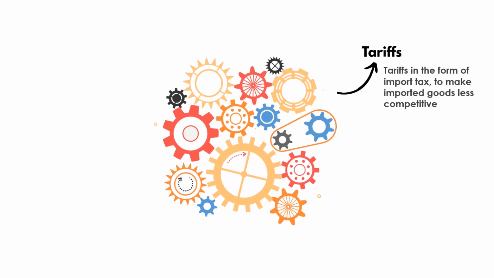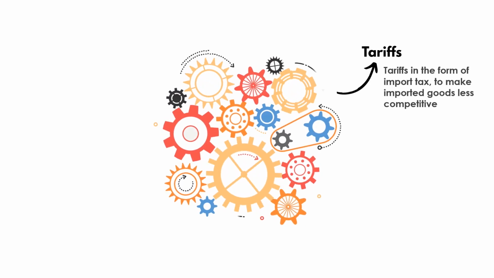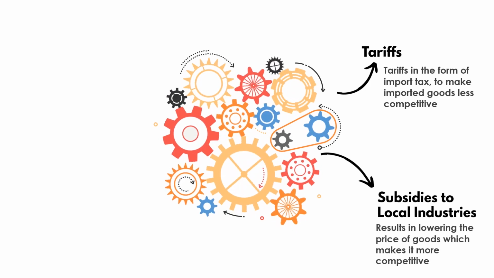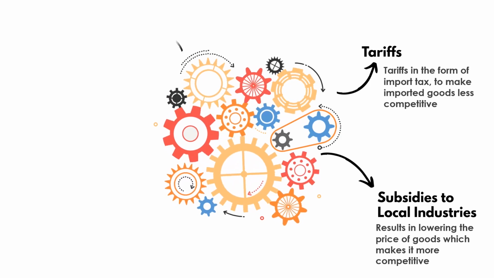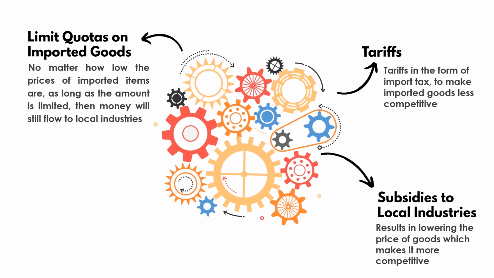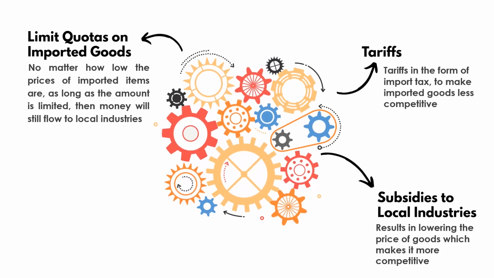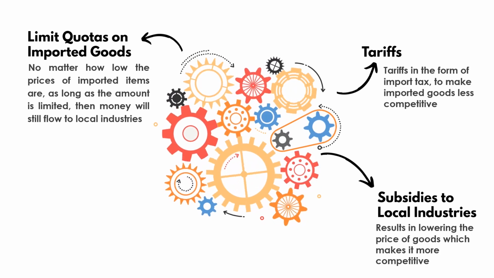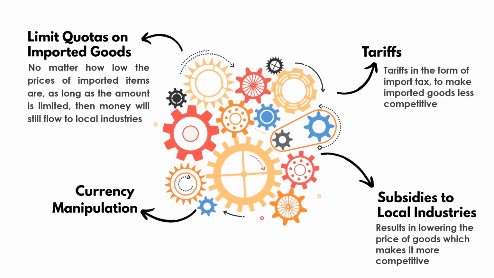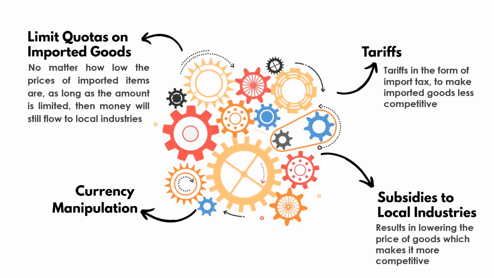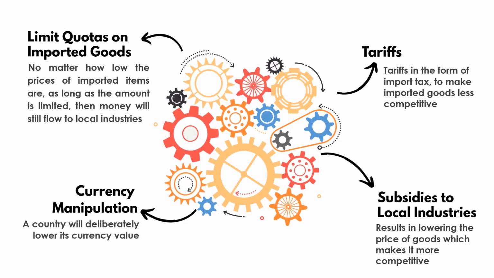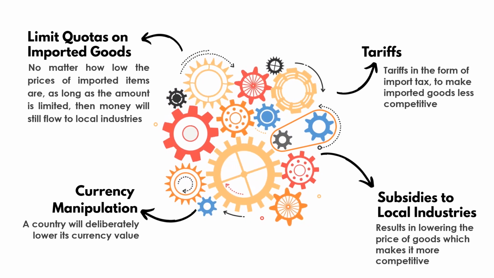Tariffs in the form of import tax, to make imported goods less competitive. Subsidies to local industries, which results in lowering the price of goods, which makes it more competitive. Limit quotas on imported goods, because no matter how low the prices of imported items are, as long as the amount is limited, then money will still flow to local industries. Another method that is rarely mentioned is currency manipulation, because its effects are subtle. A country will deliberately lower its currency value, thus allowing its exports to be cheaper and more competitive.